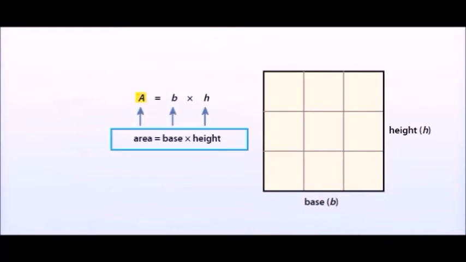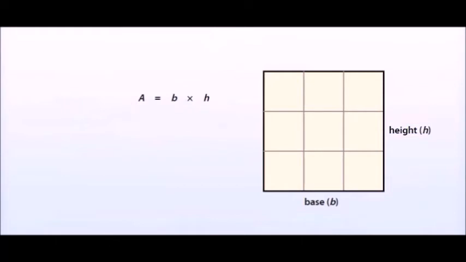You can use a formula to find the area of a rectangle. A formula for finding the area of a rectangle is A equals B times H. A stands for area, B stands for base, and H stands for height. Now use the formula to figure out the area of this rectangle.